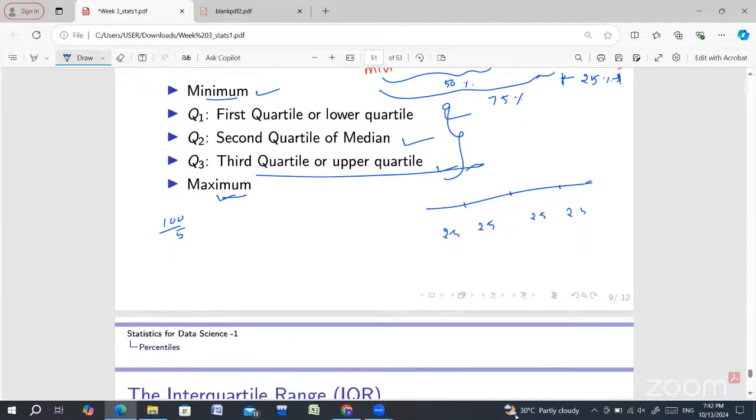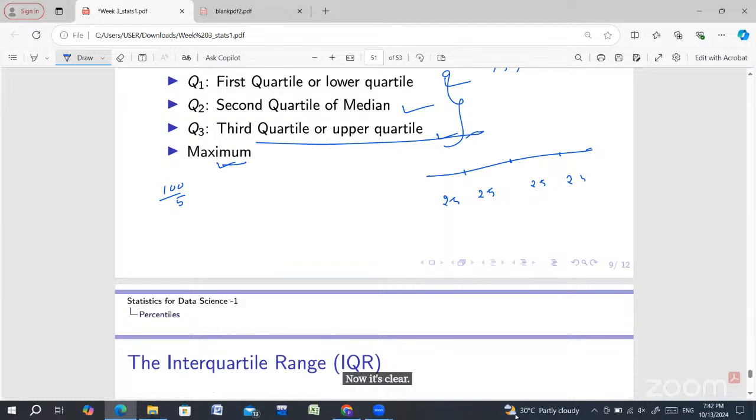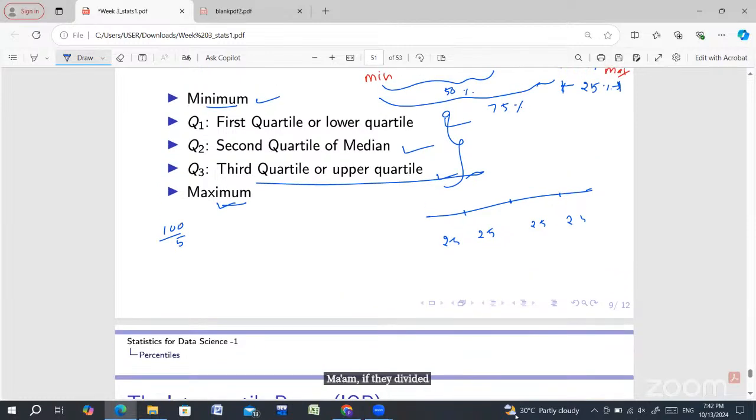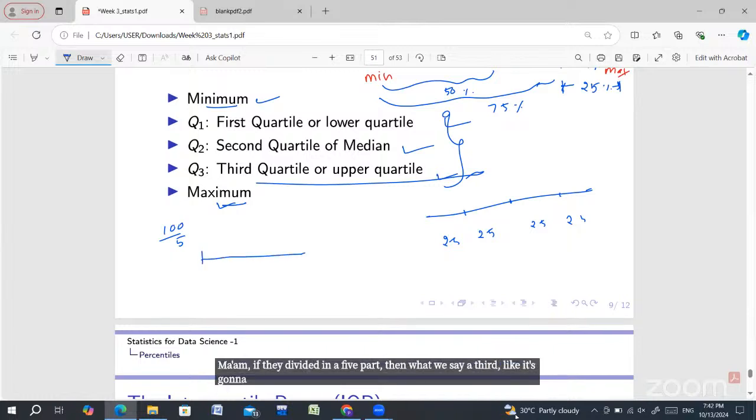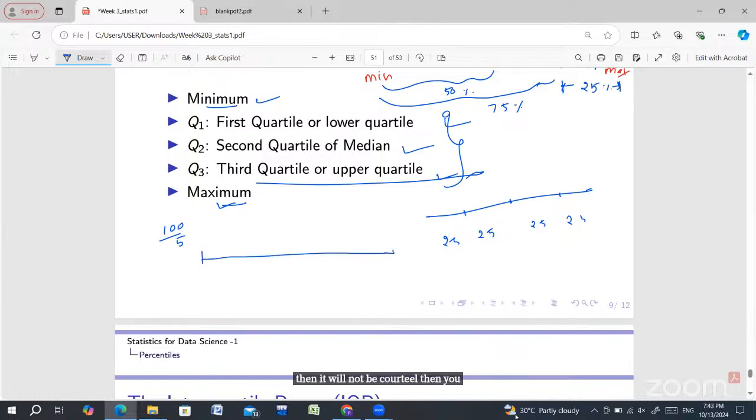Now it's clear. Ma'am, if we divide it into five parts, then what do we call them? Then it will not be quartile. You will be using some different terms. Suppose you are dividing into five parts, and suppose this is 20, 20, 20.